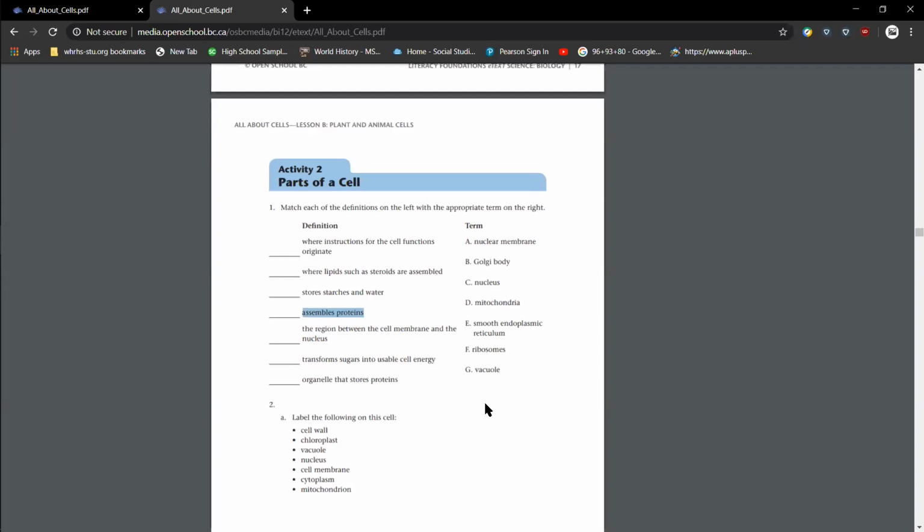All right, so the answer here was F. If you remember that DNA gets converted to proteins in the ribosomes. Okay, so the region between the cell membrane and the nucleus, which one is that?